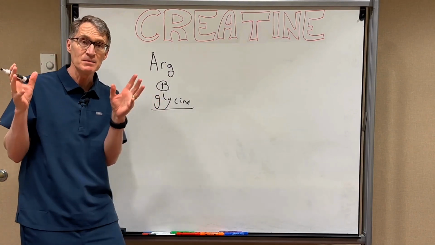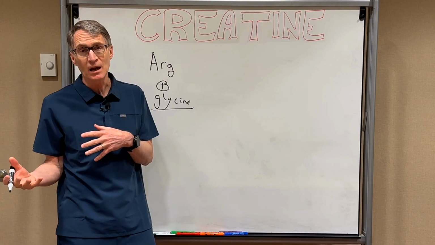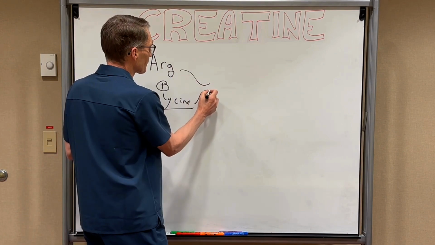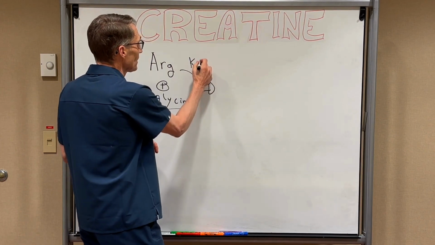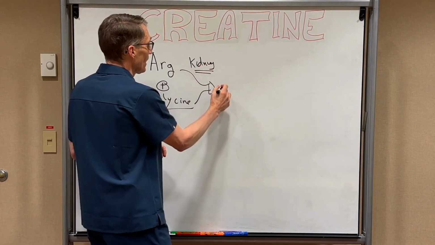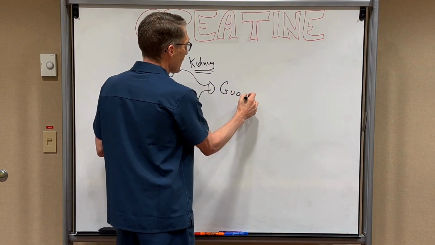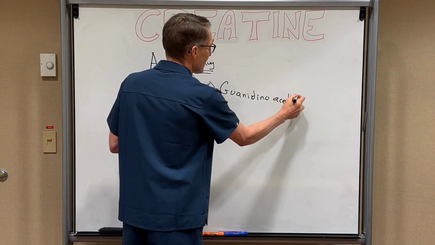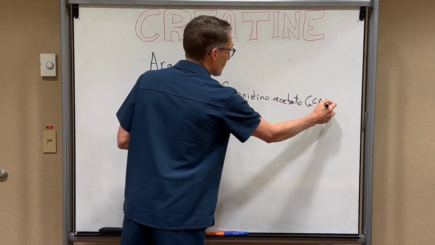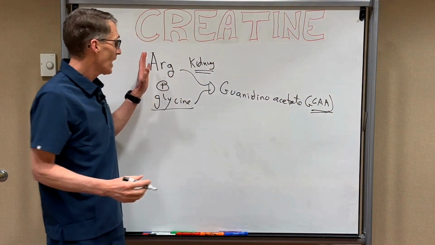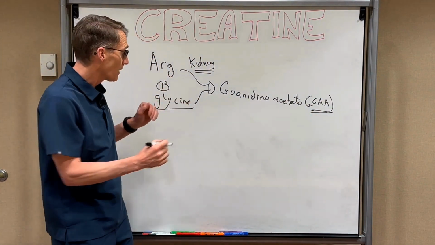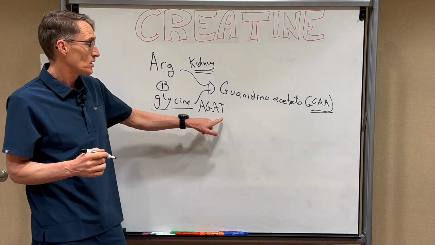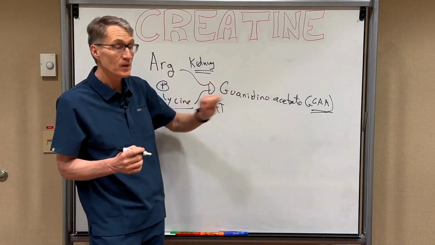And what happens is these amino acids, which come either from protein breakdown or from the food that we're eating, are combined together. And this is predominantly in the kidney. And they make what's called guanidinoacetate. So we'll call that GAA. There is an enzyme called AGAT, arginine glycine amidinotransferase. So essentially we form this GAA.